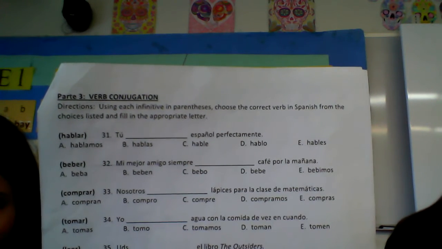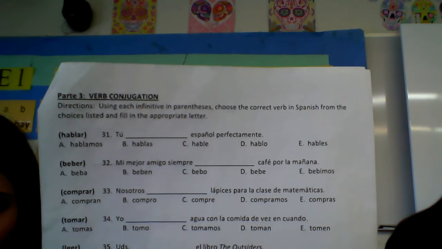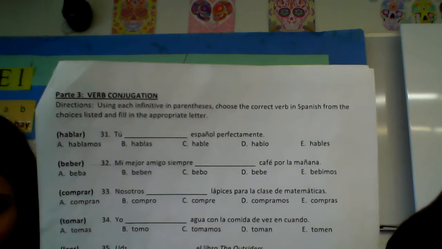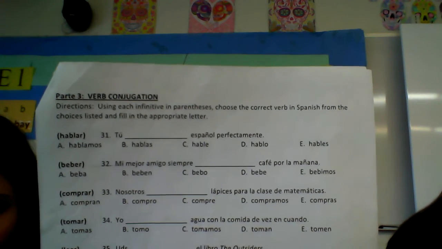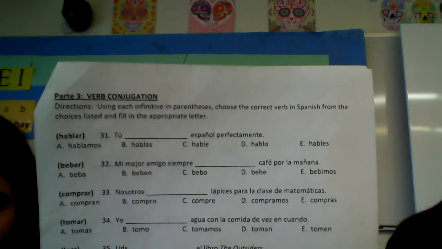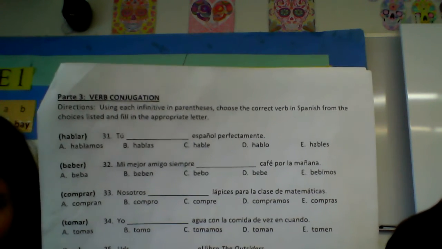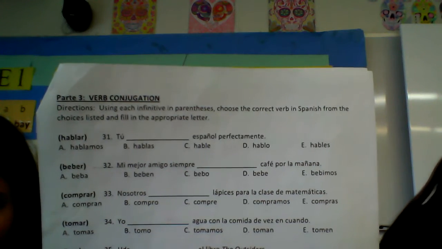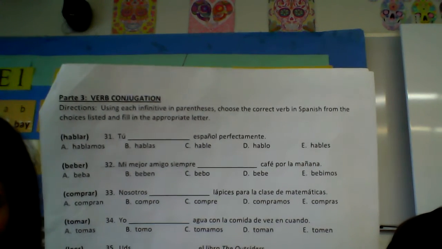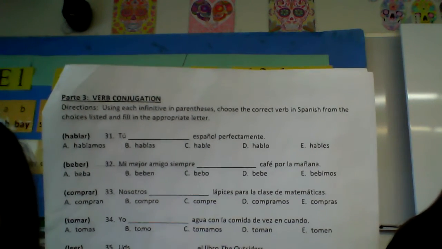32, my best friend, mi mejor amigo. So think about which ending that would be, and it's an ER verb. It's the verb beber. So it's either beba, beben, bebo, bebe, bebimos. Remember, it's an ER verb, so it's got to be an ER verb ending, the one that matches my best friend, which would be he.